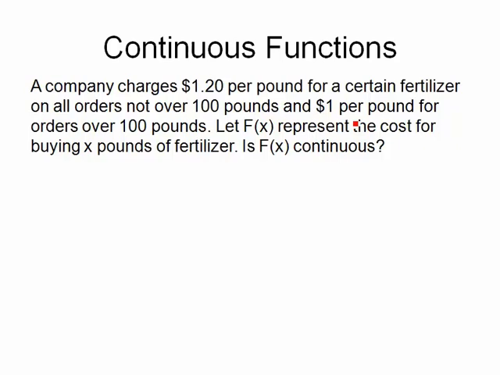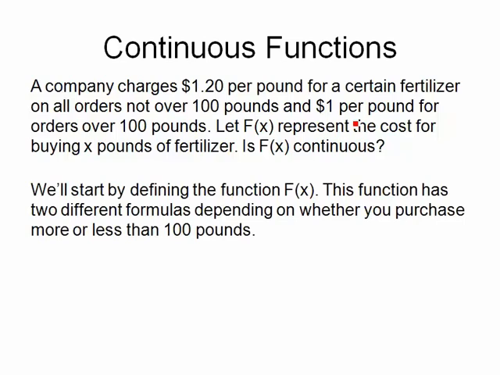Let's see how this would come up in one of these pricing schemes like I was talking about before. A company charges $1.20 per pound for a certain fertilizer on all orders not over 100 pounds, and $1 per pound for orders that are over 100 pounds. So if you order more than 100 pounds, you get a discount of 20 cents here. Let f of x represent the cost for buying x pounds of fertilizer, and what I want to know is, is f of x continuous?